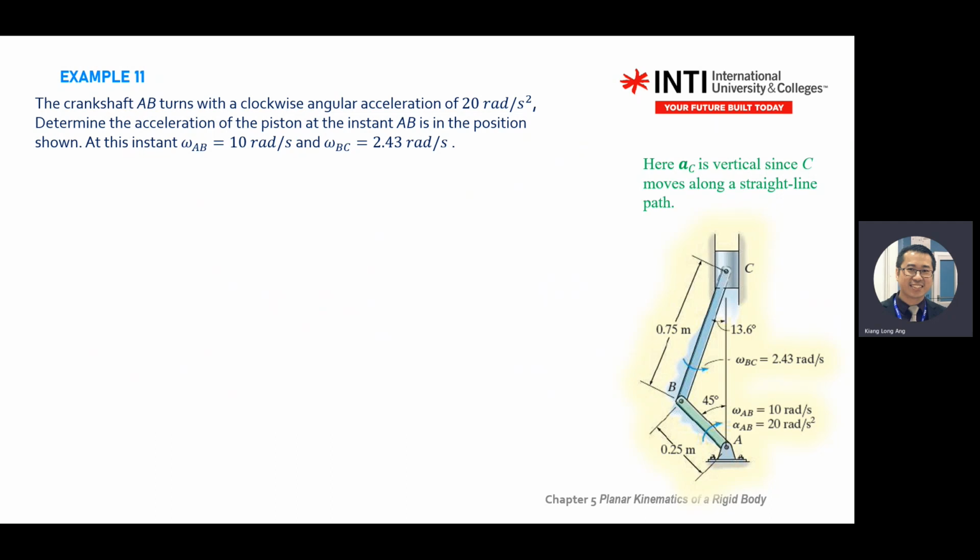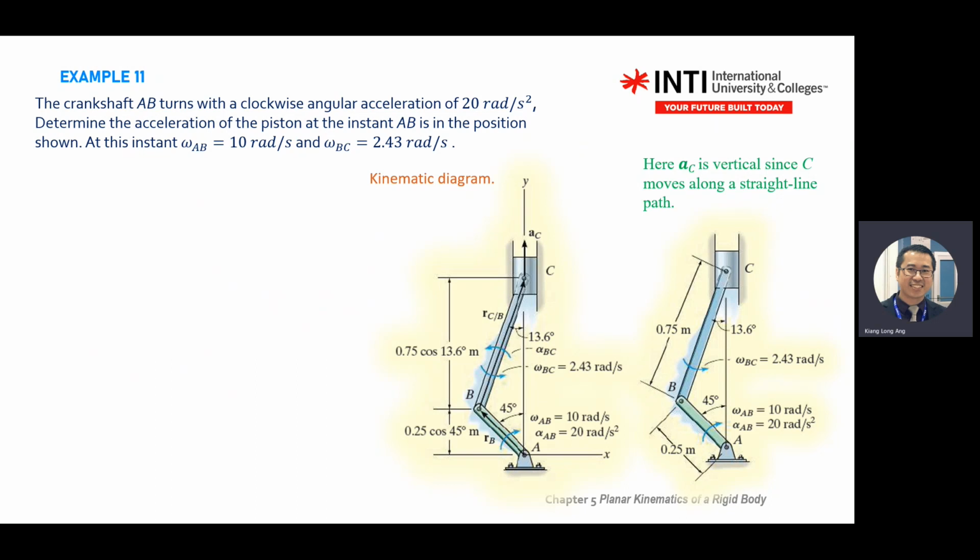You look at AB, analyze the velocity and acceleration for link AB first. Once you complete this one, carry forward the information for point B, continue to do for BC. Or you can do BC first, then work backward, AB. Same. So all the information given, determine the acceleration of the piston at the instant AB is at the position so, at the instant omega so and so. Acceleration of piston means this one. What is your C acceleration?